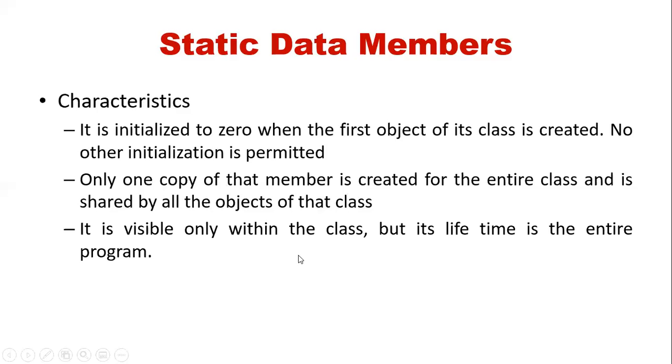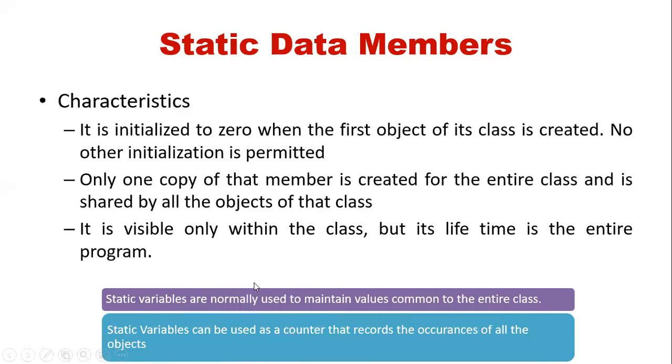Static variables are normally used to maintain values common to the entire class. When you want to maintain one value common for the entire class, you may have multiple functions, but if you use a static variable inside them, wherever the static variable is present it will have the same value. It can get updated, but even if it is updated, it still has the same value across the program.